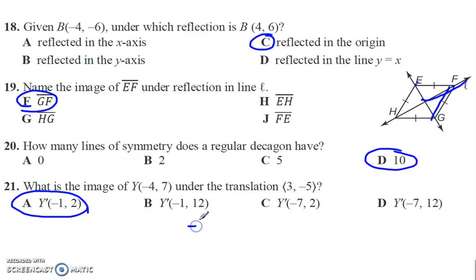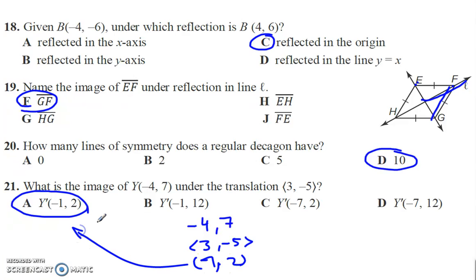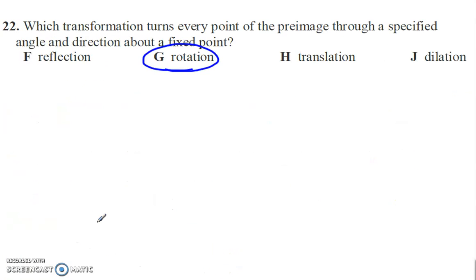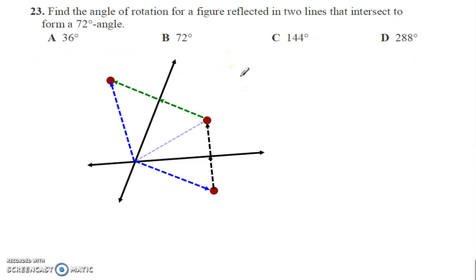What is the image under translation? Now remember, you just take those coordinates. This is easy peasy. Put 3 and minus 5. And now we apply that. Negative 4 plus 3 is negative 1. 7 minus 5 is 2. And that is our answer. Okay. If everything turns through a point, a fixed point, we call that a rotation.